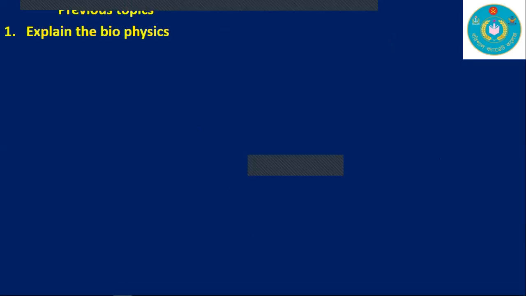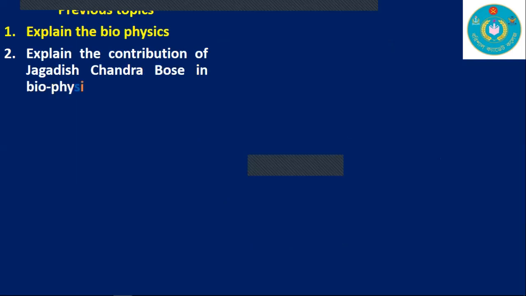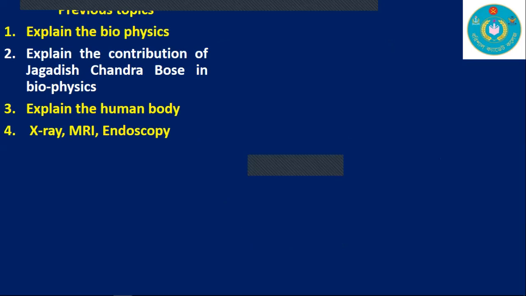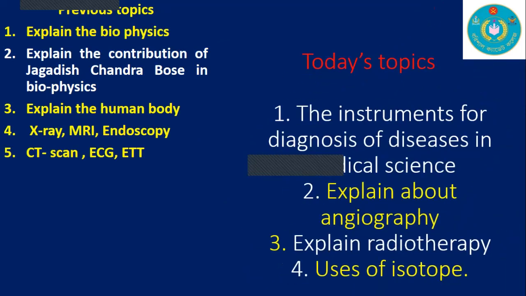In previous topics, we have learned about biophysics, the contribution of Jagadish Chandra Bose, human body, X-ray, MRI, endoscopy, CT scan, ECG, and ETT. And today, we are going to learn about the instruments for diagnosis of diseases in medical science, explain angiography, explain radiotherapy, and use of isotope. These are all the topics that we are going to learn about.